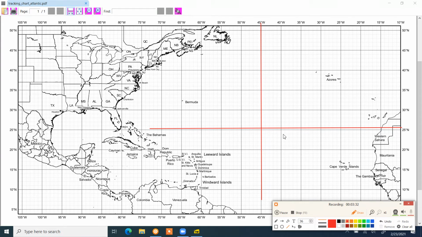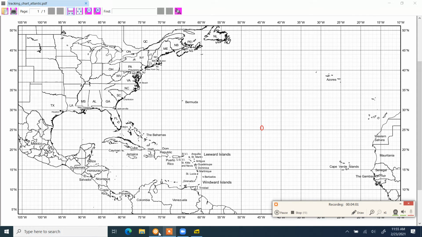So what does that mean? It means that where the two lines intersect, that's where the hurricane was on August 1st. Let me go ahead and clear all. I'm going to draw only that point. So it was right over here: 25.3 north, 45 degrees west. That's where it was. Let's go back to this one over here.